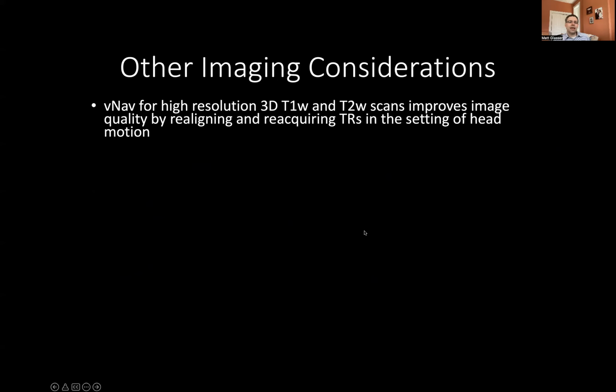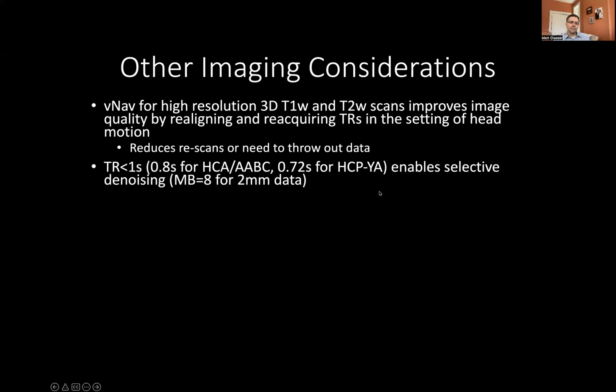Other considerations, it really helps to have a VNav, a navigator inside of the 3D T1 weighted and T2 weighted scans, because that can be used to improve image quality by realigning and reacquiring TRs if there's head motion. This reduces the need to rescan the patient or even throw out whole subjects.